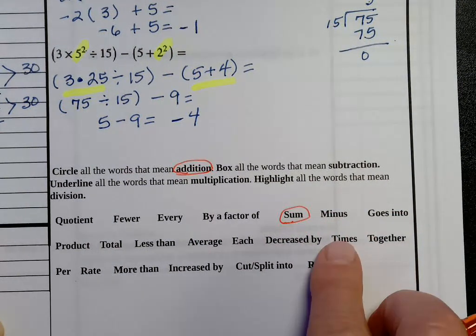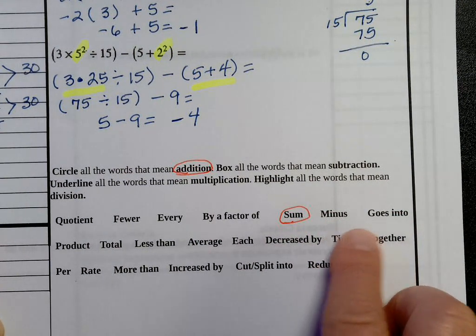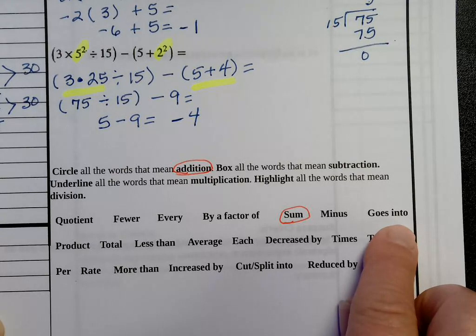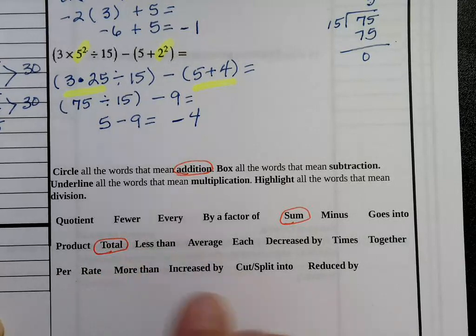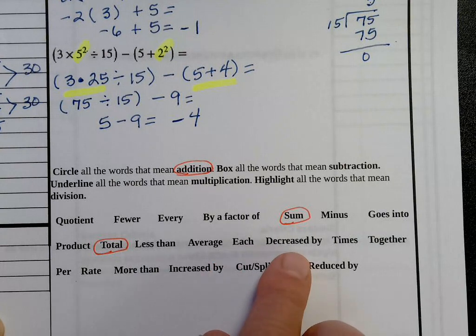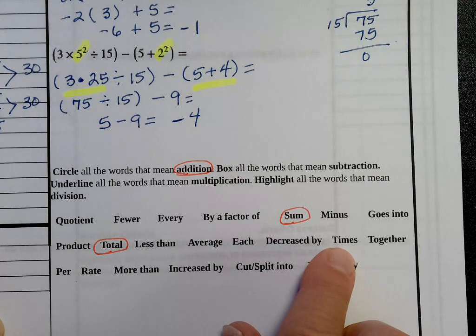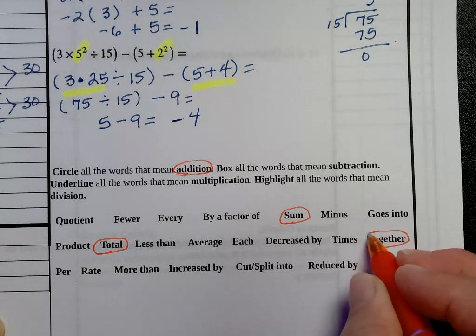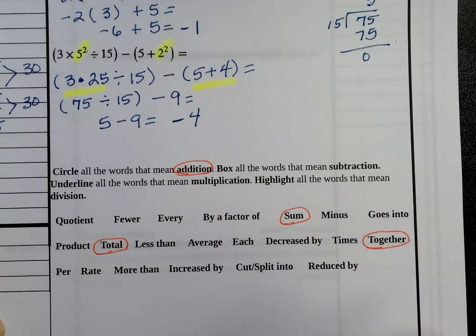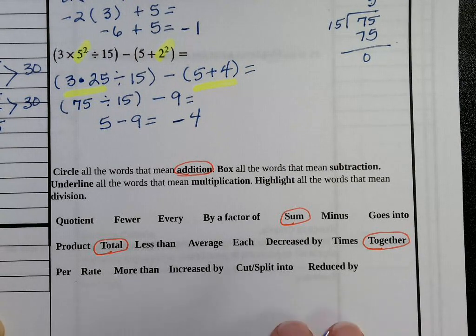Some, yes. Minus, no. Goes into, no. Product, no. Total, the total of two numbers, we're adding them. Less than, nope. Average, nope. Each, nope. Decrease by, no. Times, no. Together, I'm putting two numbers together. A nickel together with 2 dimes gives me 25 cents.